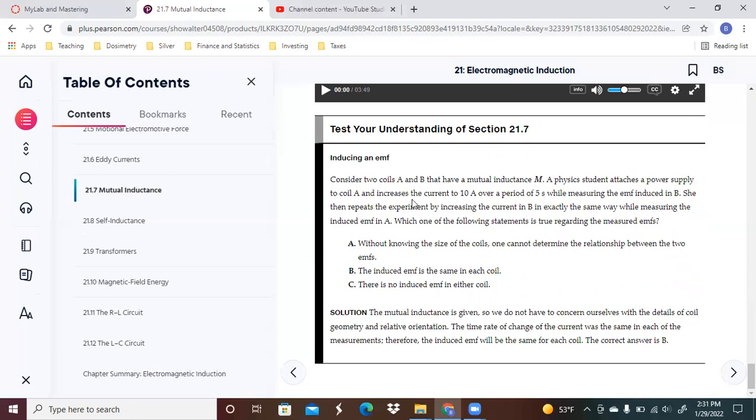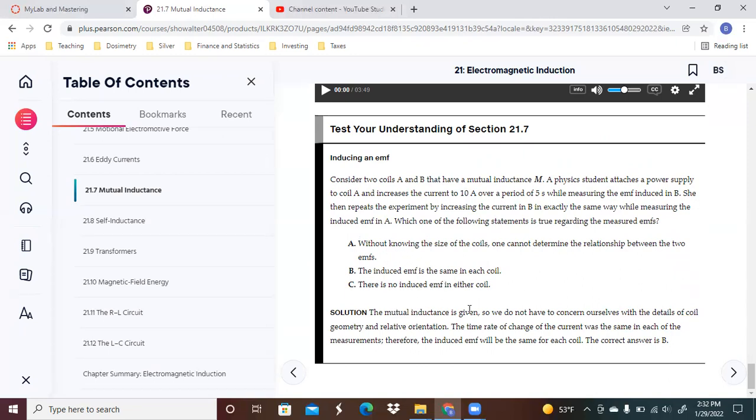All right, so let's consider two coils, A and B, that have mutual inductance M. So let's say a physics student attaches a power supply to coil A and increases the current to 10 amps over a period of 5 seconds while measuring the EMF in B. The experiment is repeated by increasing the current in B in exactly the same way while measuring the induced EMF in A. Which of the following statements is going to be true?